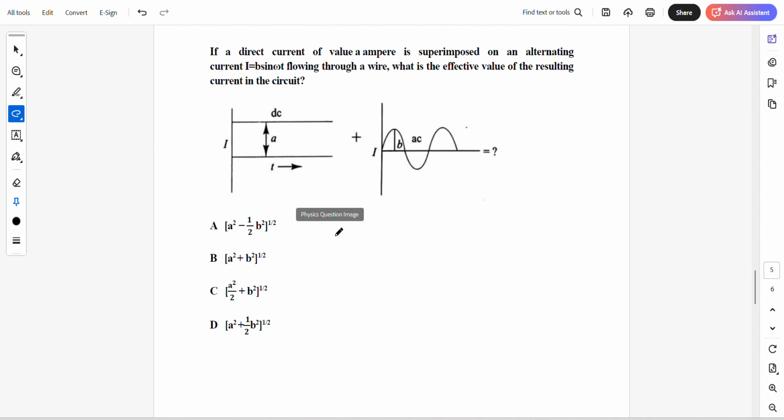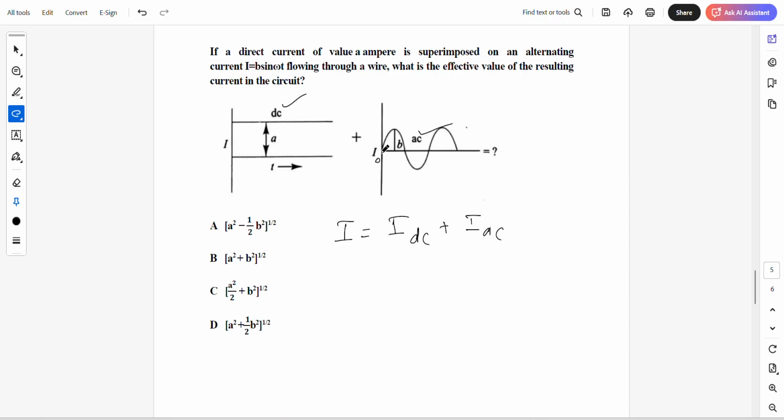It is saying that if a direct current of value A ampere is superimposed on alternating current. This is the figure that they have given here. Let us do this sum. You have to be careful here. This total current is given by what? IDC, the DC current, plus IAC. This is DC current and this is AC current.